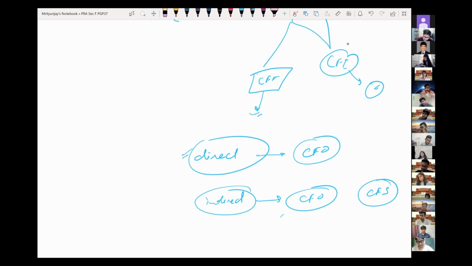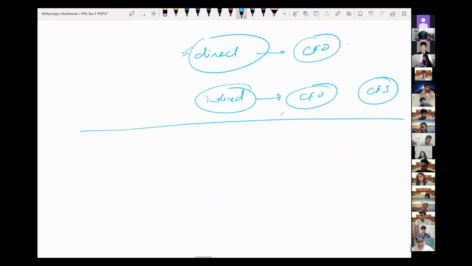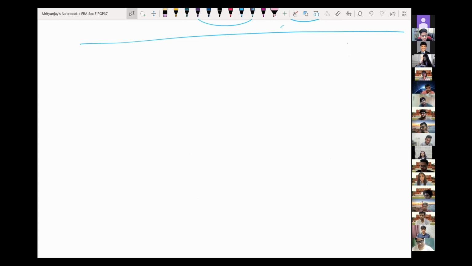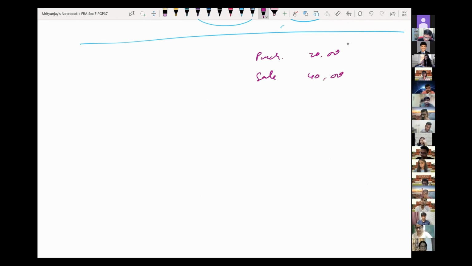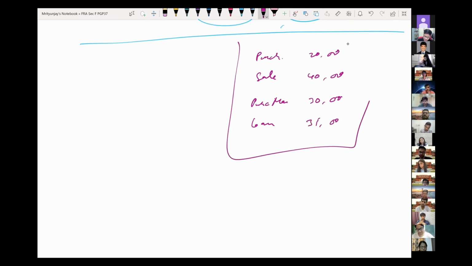Let me give an example to you. Let us take one of the examples that we had taken in yesterday's class, that there were 3 transactions. Let us say purchase of inventory for 20 lakhs. Then you sold this inventory for 40 lakh rupees. Then you purchased, let us say, machinery for 30 lakh rupees, and you have taken a loan for 35 lakh rupees. Only these 4 things happen.